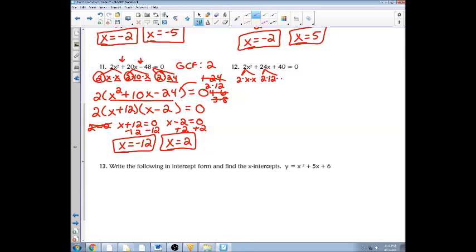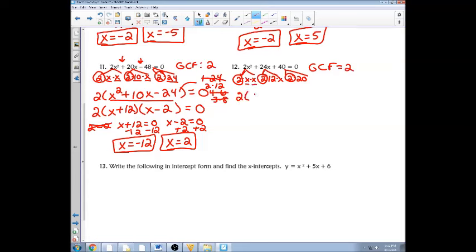That would get me 12, so it's 2 times 12 times x. And 40, 2 times 20. They all share a 2. So my GCF would equal 2. Remember to put that out front.